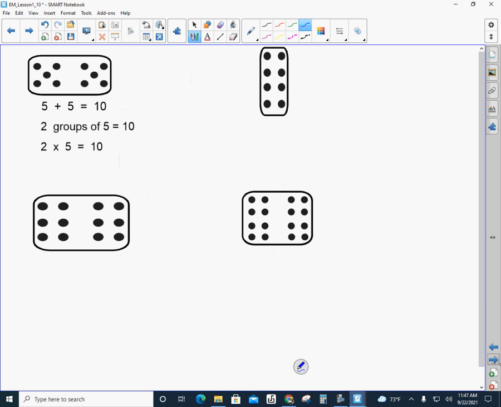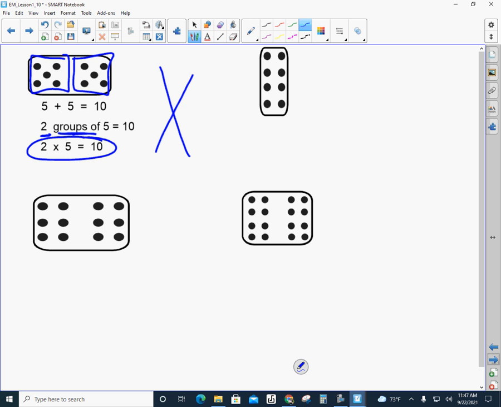So here's a picture of all the ones that we did. The first one you saw 5 and 5. So 5 plus 5 is 10. Now what you saw was 2 groups of 5. And what did we say that word groups of means? When you hear groups of, you should automatically think multiplication. 2 groups of 5 is 2 times 5 equals 10.